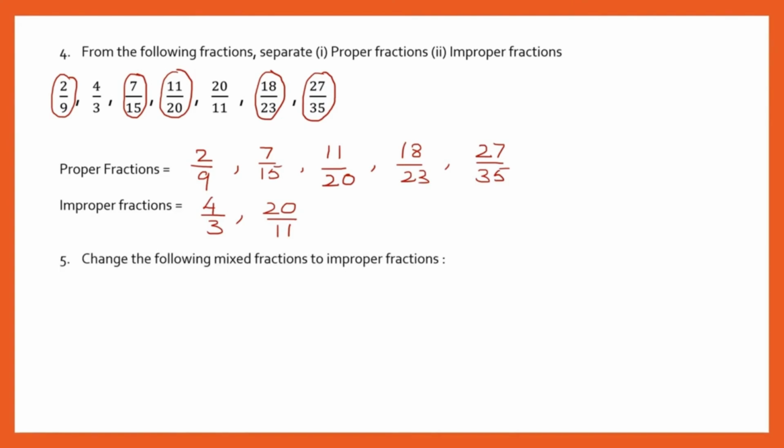Change the following mixed fractions to improper fractions. Okay, so we did a similar one with fill in the blanks. Let's do it here. So how do we do it? 5 2s are 10. So multiply the denominator and the whole number first and add 1 to it. The denominator remains the same. So let's do this. 5 2s are 10 plus 1, 11 by 5.